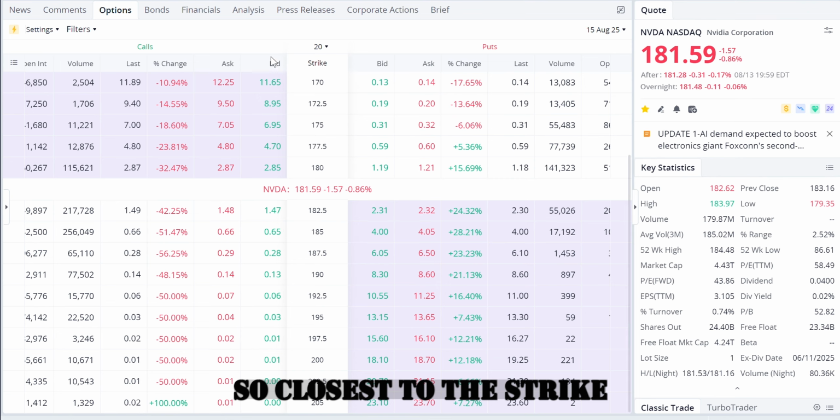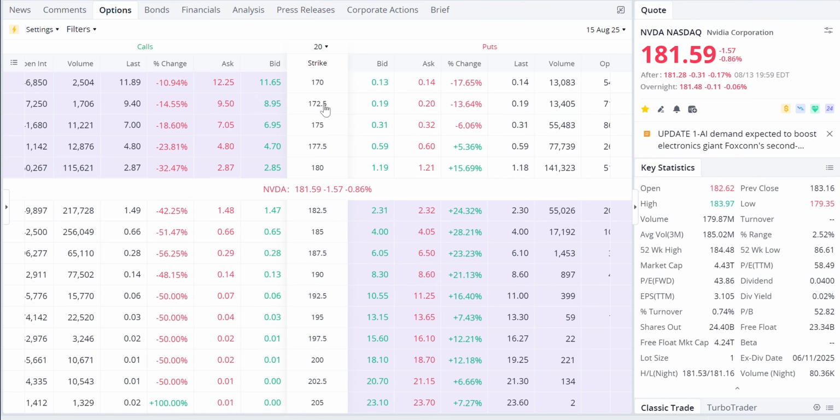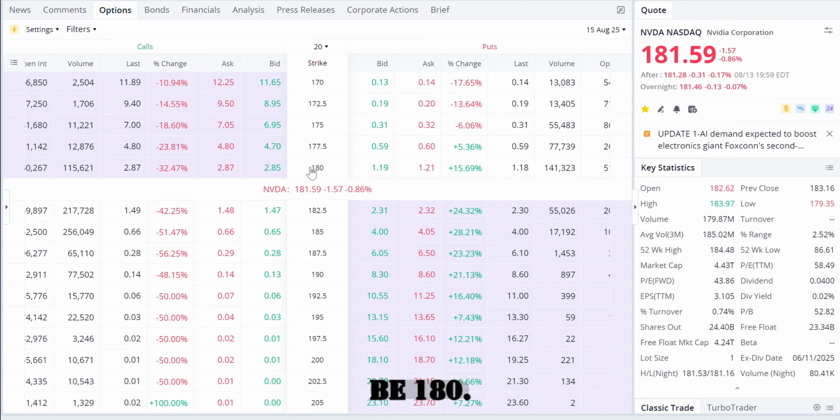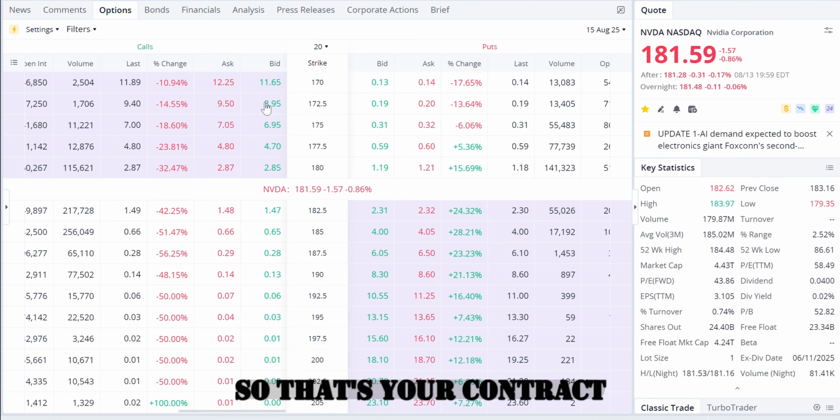So closest to the strike is your bid column. A bid column is what that NVIDIA contract, which is the strike price, is worth. That's why I told you everything derives from the strike price. So your contract would be a 180 call or 180 put contract. Your contract, if you like, 177.50 call, 177.50 put contract. So that's your contract.